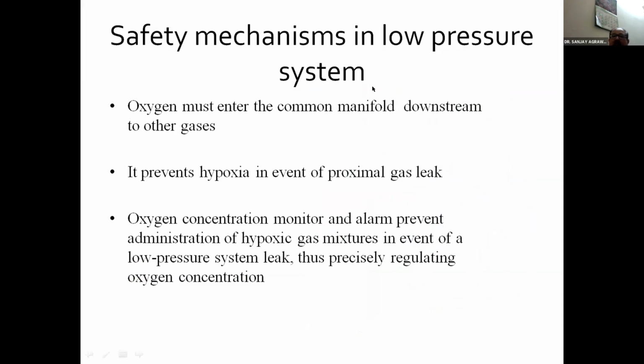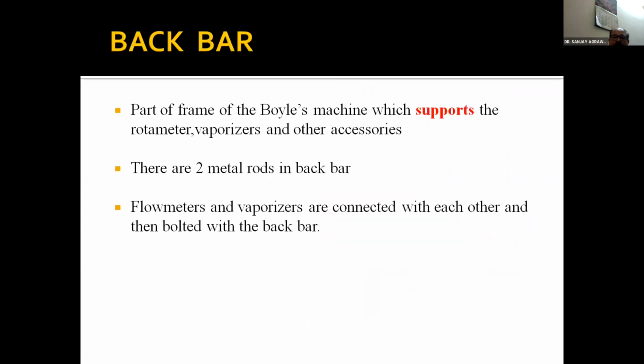Safety mechanisms in the low pressure system: oxygen must enter the common manifold downstream of all gases. It prevents hypoxia in the event of proximal gas leakage. An oxygen concentration monitor and alarm should be present to prevent the administration of a hypoxic gas mixture in the event of a low pressure system leak, thus precisely regulating the oxygen concentration.